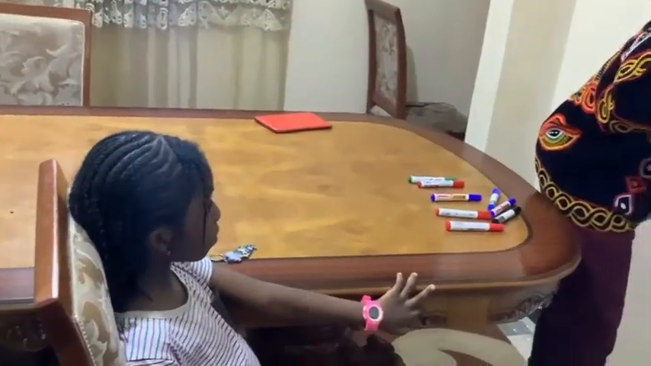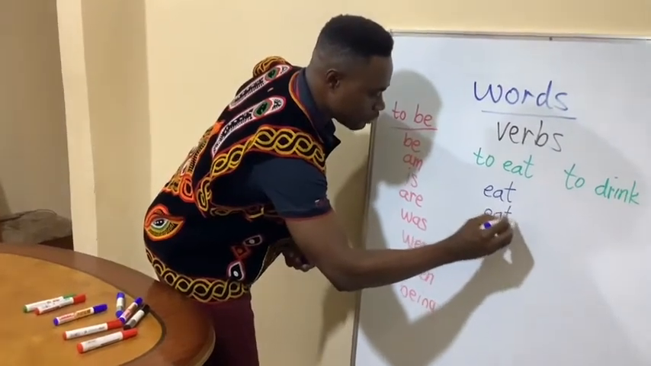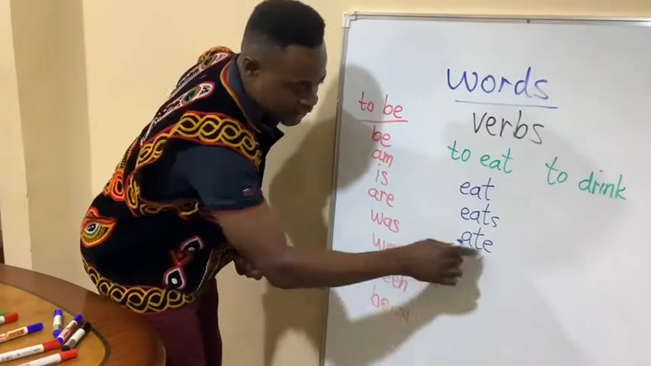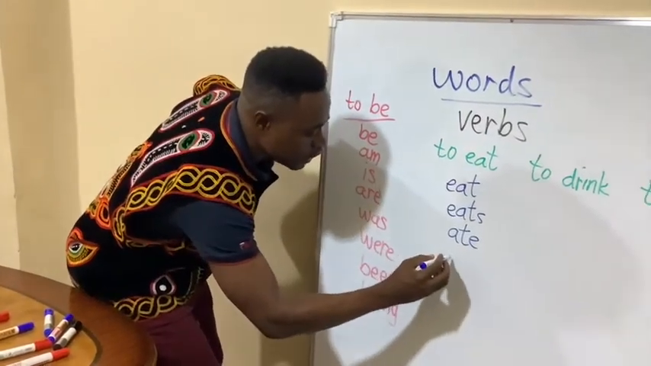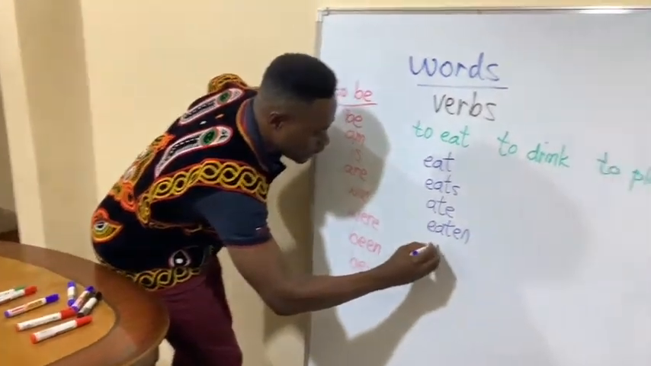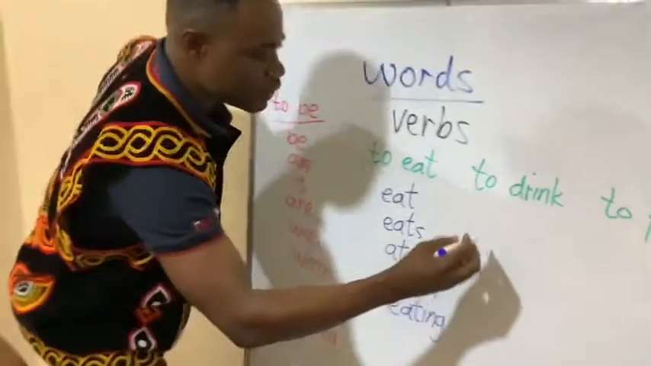Now to eat, the first form is eat. The second one is with an S. The third is ate, A-T-E. Then the next is what? Eaten with E-N. And the last one is eating, I-N-G. Let's go to drink.